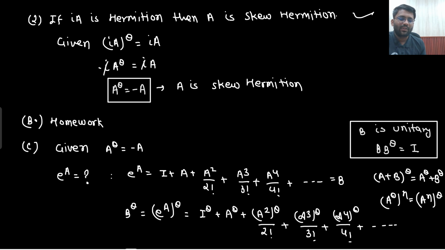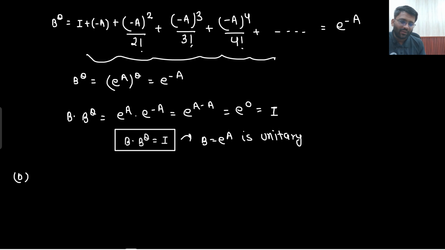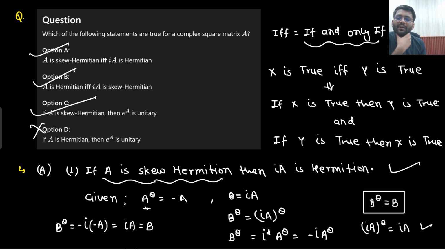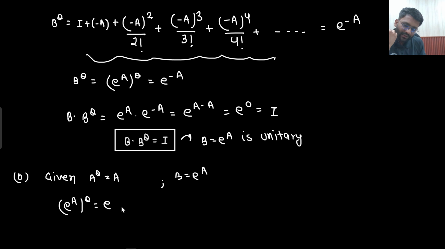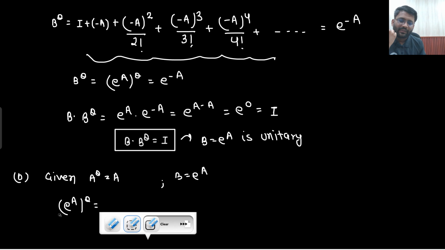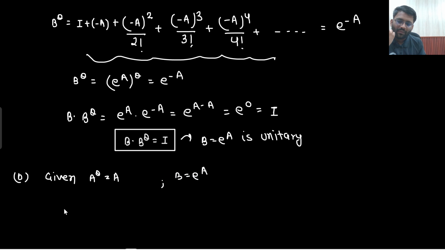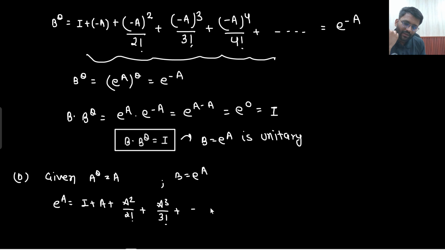Basically, let's do option D. Do we have the page? Yes, we have the page. So A is Hermitian, given A theta equals A. What we need to prove? We need to comment on this particular thing. So what we know, e to the power A theta actually came out to be e to the power A. What is e to the power A? It was I plus A square by 2 plus A cube by 3 factorial and so on.